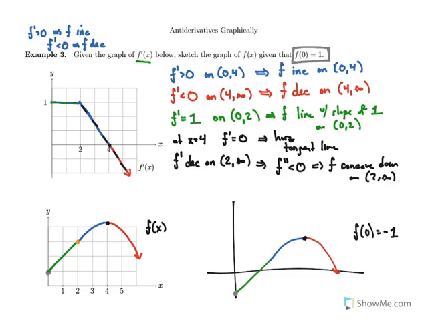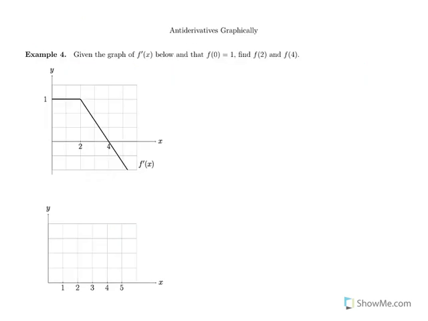All right, so using the same example now, given the graph of f prime below, and note that f of 0 equals 1, as we said, find f of 2 and f of 4, and we'll redraw the graph that we just had one more time, or at least something close to it. All right, so there's our graph of f of x. We're going to try to find f of 2 and f of 4.